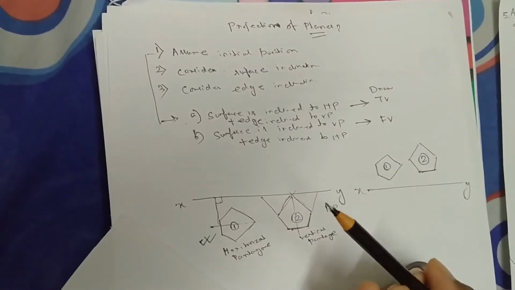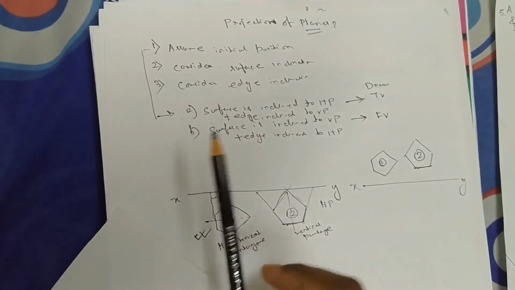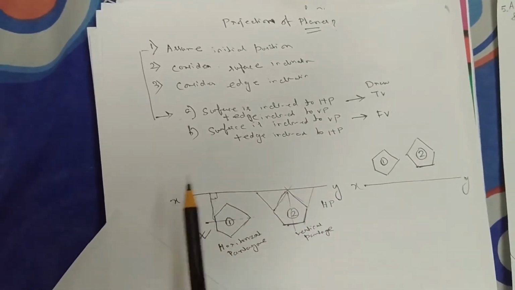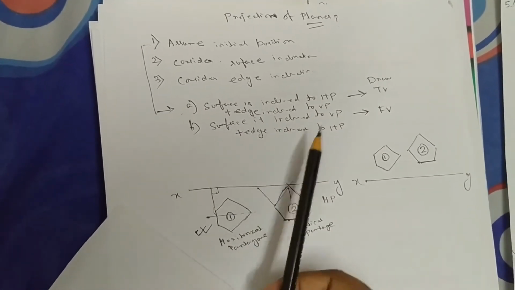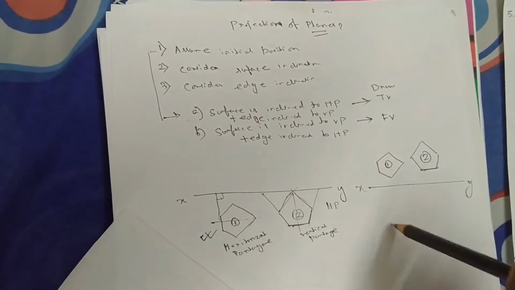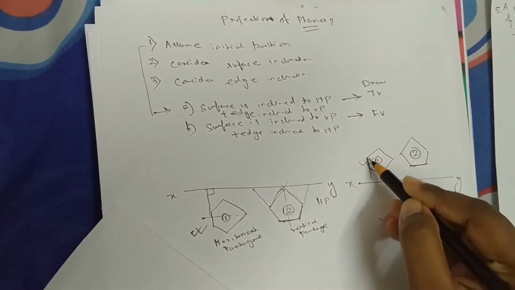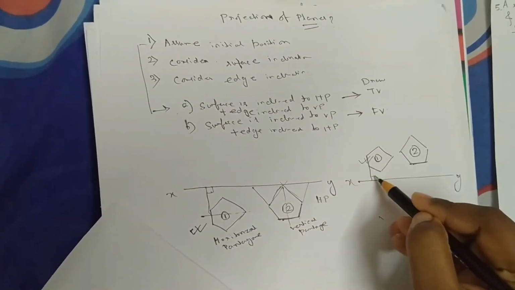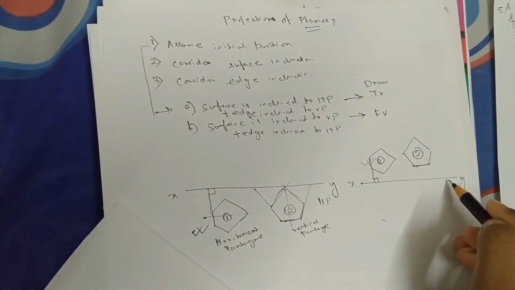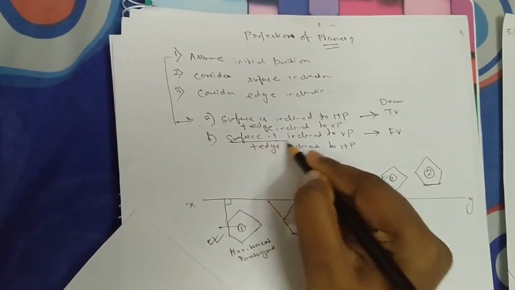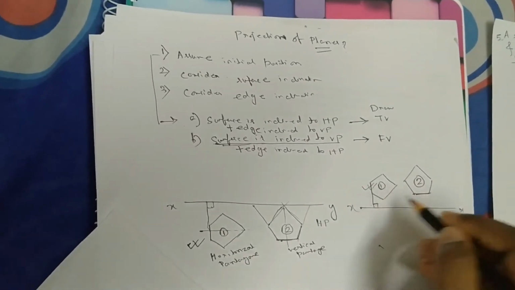So again, same consideration. If your question is asking that the surface is inclined to VP and the edge is inclined to HP, then obviously you have to consider the first case, because this one edge is making a 90-degree angle with the XY line. If only this thing is given in your question, then you can go for any of them.